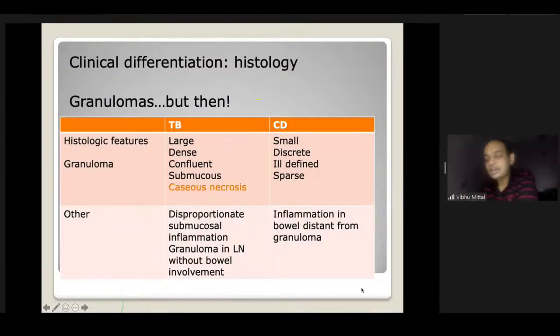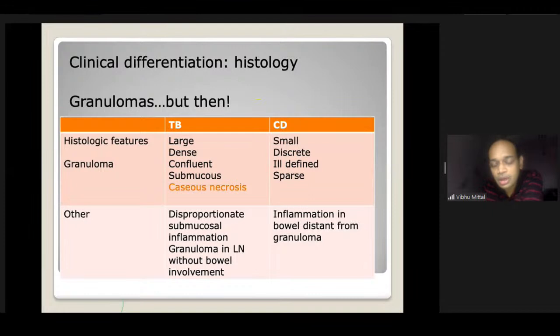Histology, yeah, granulomas. Granulomas are the problem. You have granulomas, necrosis is there, it is good. You have clinched the diagnosis. Out of that, you just need to differentiate TB versus Crohn's. Crohn's granulomas would be slightly smaller, discrete, ill-defined, scar, not definitive.